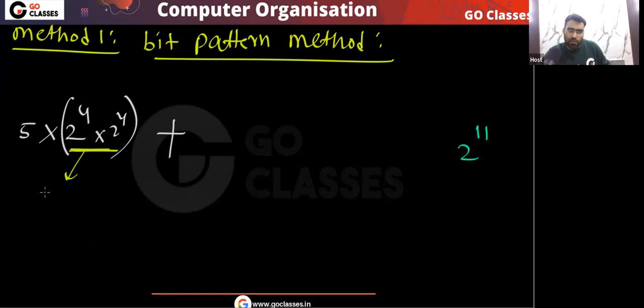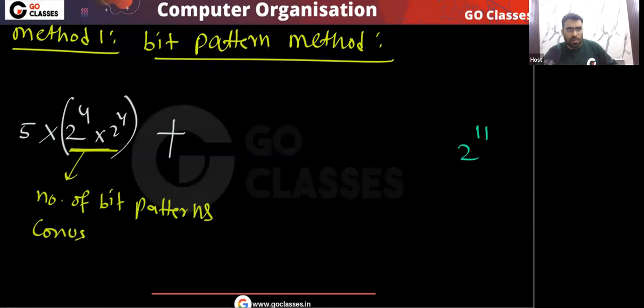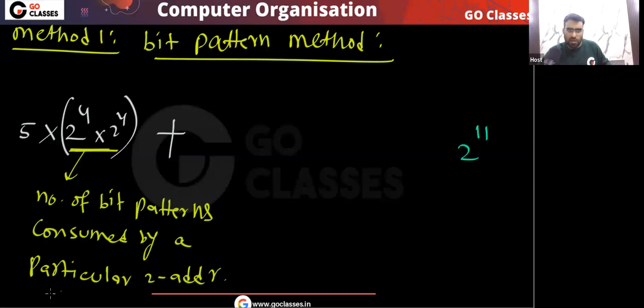Plus. Remember, this is the number of bit patterns consumed by a particular 2-address instruction. Any particular 2-address instruction you take will consume these many bit patterns. And in total, how many 2-address instructions do we have? 5.